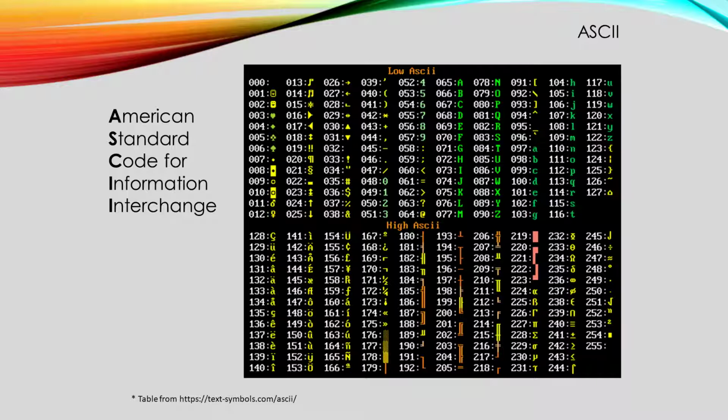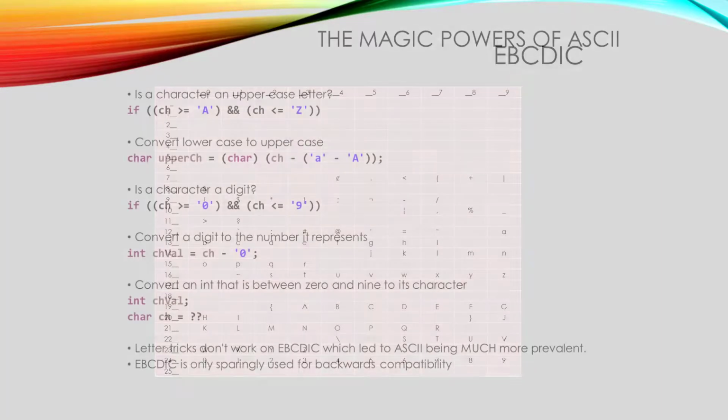Anyway, the more important thing to notice is that in ASCII, the capital letters, the lowercase letters, and the characters representing digits are in consecutive groups. That wasn't true for EBCDIC. Since those things are in groups, we can do some magic.